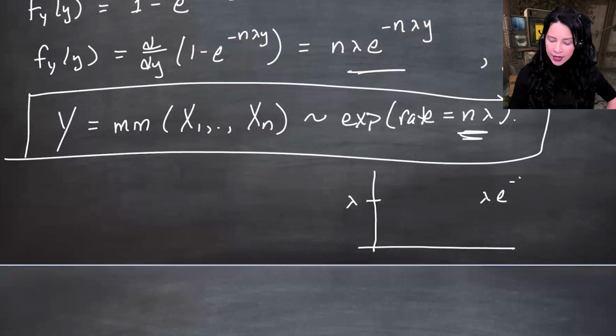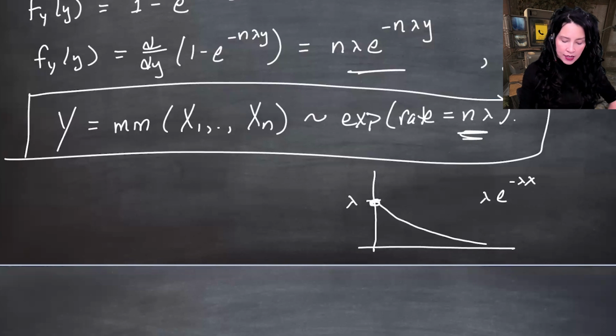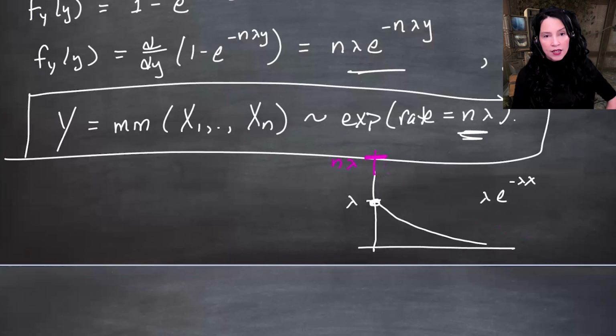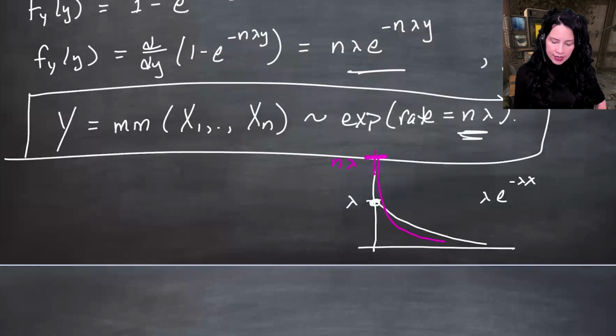Our exponential PDF, lambda e to the minus lambda x, starts at lambda and goes down exponentially. And if we start higher up here, then we can't just go down like this, because this needs to integrate to 1. And so we have to actually come down much faster to keep the total area the same. And so that means that there is more area down here towards 0 for the pink curve than the white curve. In other words, the minimum has a higher probability of being down towards 0 than the individual x's. Does that make sense?